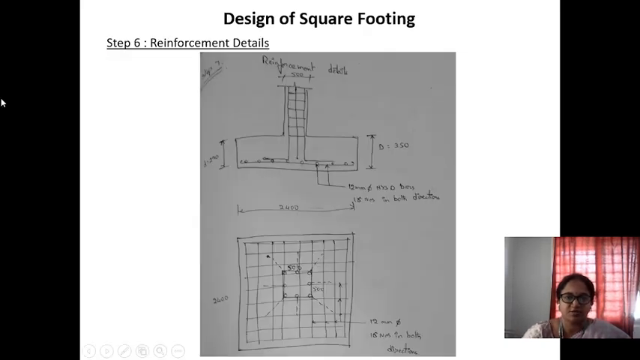Now coming to the reinforcement details. With the design details, I have drawn the cross section here and the plan here. Here are the footing reinforcement, which is 12 mm dia HYSD bars, 16 numbers in both directions, in this direction as well as in this direction. And these column rods are given with the L. So here is the plan. Hope you all understood. Thank you.